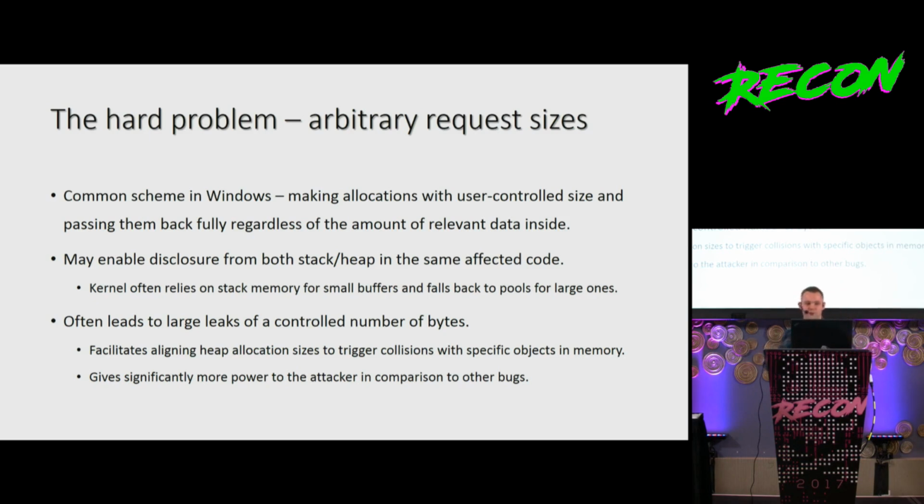As I said, it's common in Windows to make allocations with user-controlled sizes and pass them back as a whole. And what's interesting is that it may enable the disclosure from both stack and heap in the same affected code, because Windows often uses an optimization. It uses a stack buffer for small requests, and it only falls back on pool allocations for larger ones. It often leads to large leaks with a controlled number of bytes. And what's even worse is that the user can actually choose the number of bytes that are allocated, so he can align the size to be able to collide with some interesting freed objects in the pools and disclose something valuable from there.